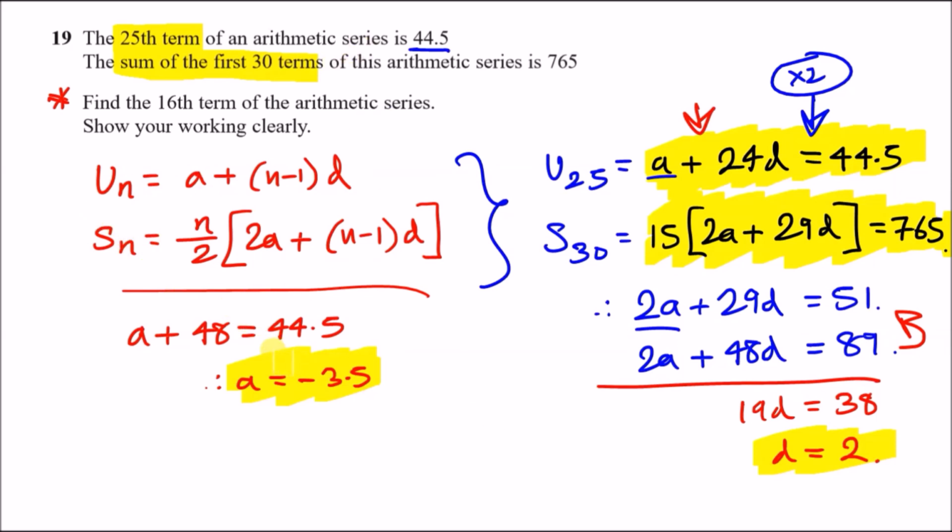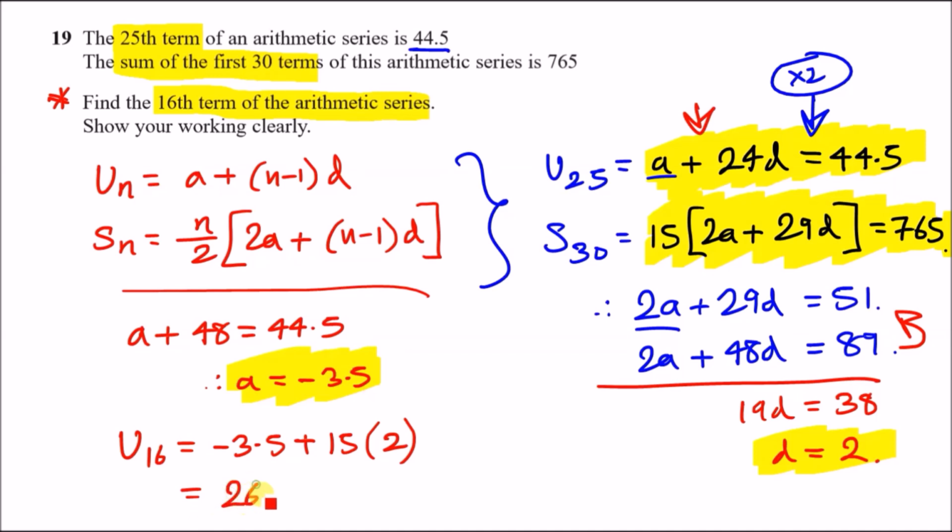So looking at the question, it says find the 16th term of an arithmetic series. The 16th term, so that just means find u16. So u16, using the general formula, is a plus n minus 1 times d. We know what a is: minus 3.5, plus n minus 1, 16 take away 1 is 15, times d, which is 2. And that's it. Plug this in your calculator and you should get a result of 26.5. And that's it, guys. This is your number 19 done.